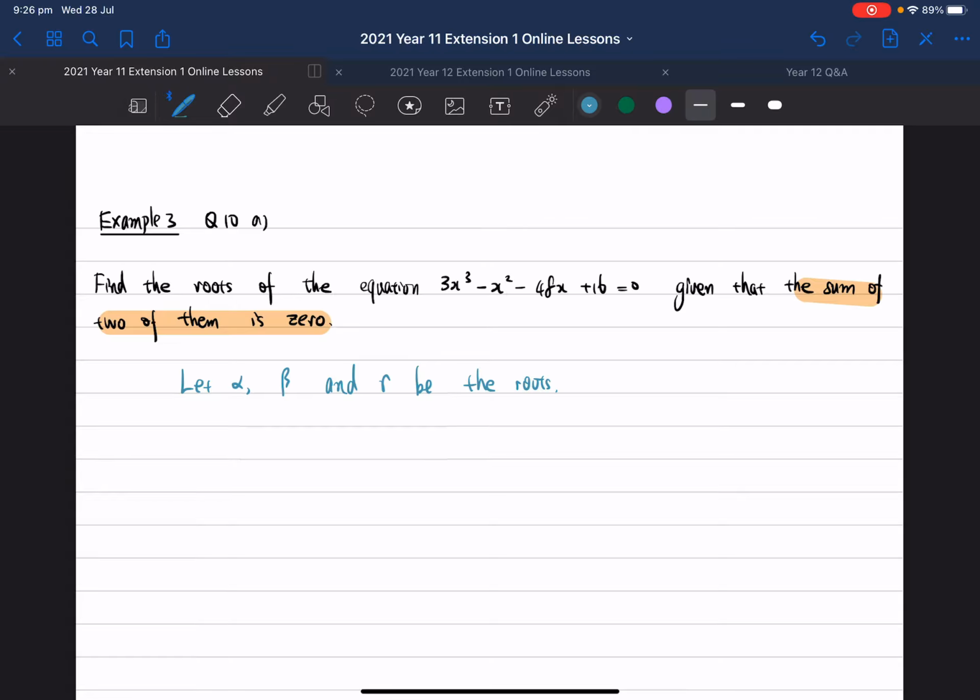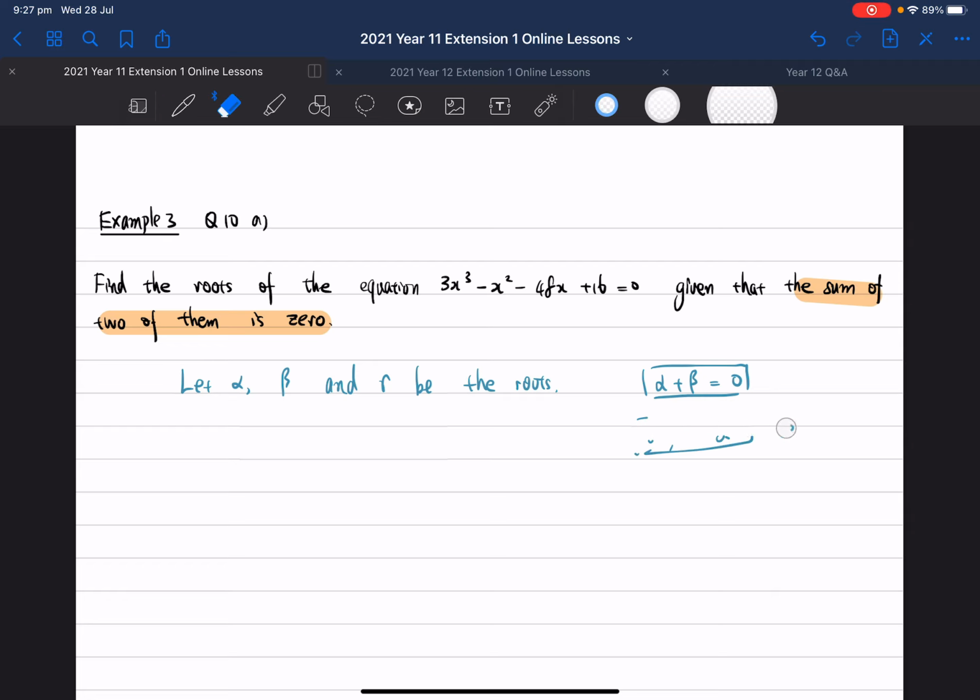Okay, and then you know that the sum of the two roots is equal to 0. So you can say alpha plus beta is equal to 0. That's all you have to do. Do not write one alpha, the other one is negative alpha. Obviously, they add together to equal 0 as well.